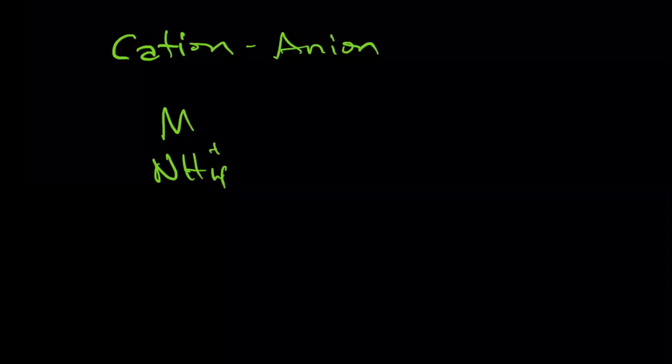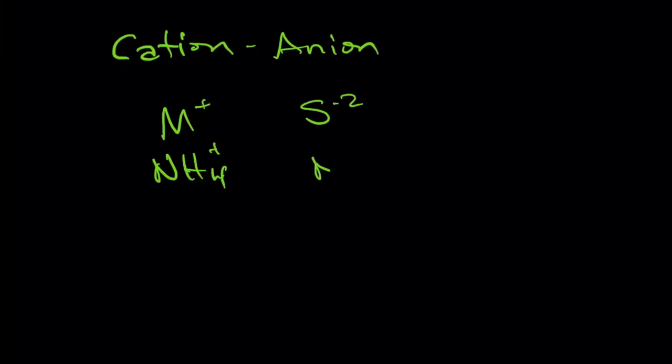When you have a salt, okay, you have a cation and an anion. And that cation could be some sort of metal or ammonium. Those are the common cations. The anion, of course, could be an elemental anion, something like sulfur 2-, or a polyatomic anion, an oxyanion like NO2 minus. That's a nitrite ion.